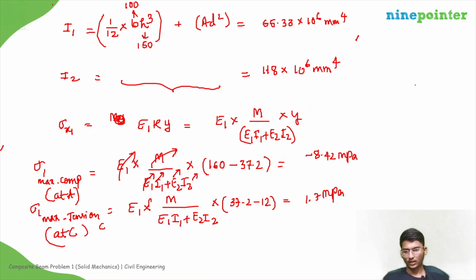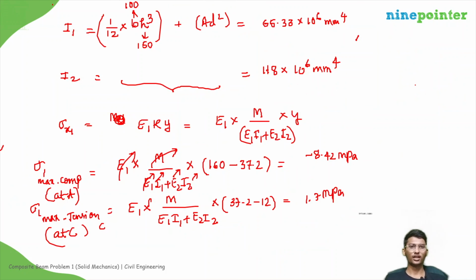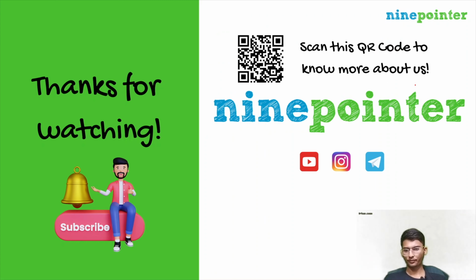Okay. See, this is method 1. From method 1 we can calculate like this. First we need to find the neutral axis. Then we need to find I1 and I2. Then we directly apply the formulas of normal stresses. So I hope you understood this clearly. In the next lecture we are going to solve the same problem using the transformed section method.